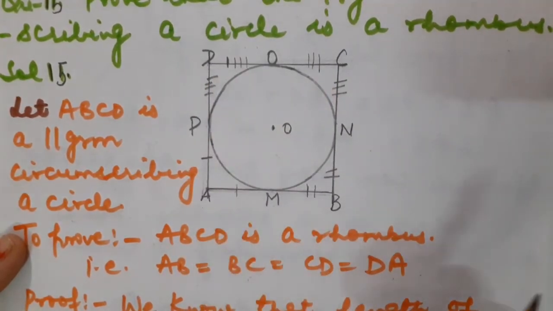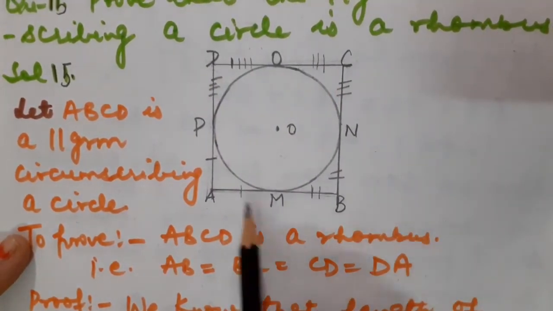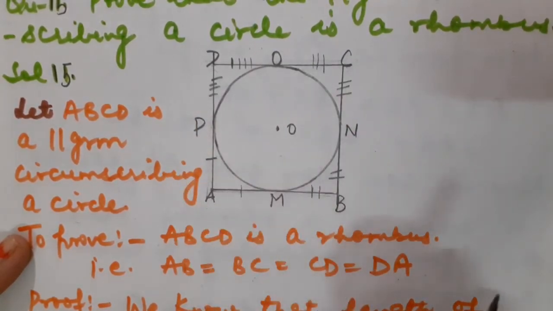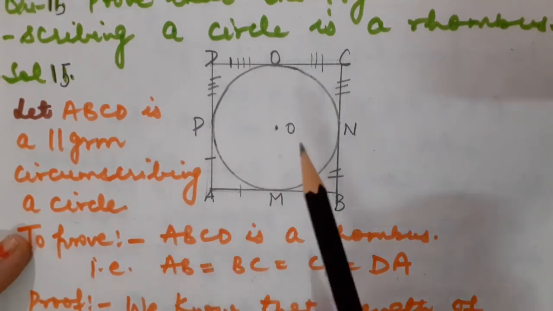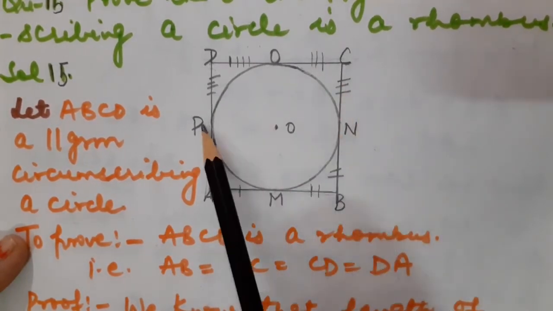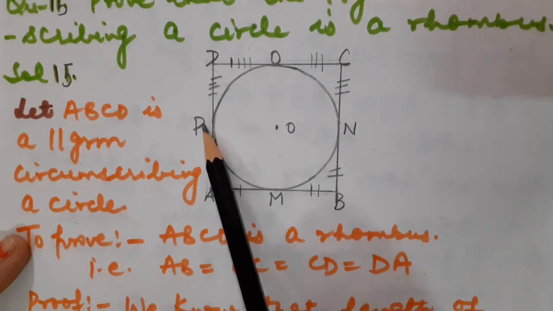Okay. What we have to prove? We have to prove that this parallelogram is actually a rhombus. So children, in a rhombus all the four sides are equal. Opposite sides are already equal. Why? Because ABCD is a parallelogram.